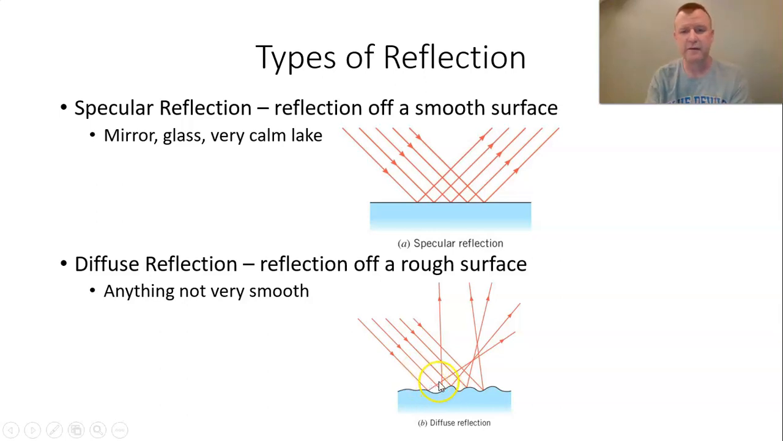Okay, if you look at any individual ray, it's obeying the law of reflection, but because they're hitting surfaces at different angles, they get scattered like that. So you get a mess. They're not parallel coming out.